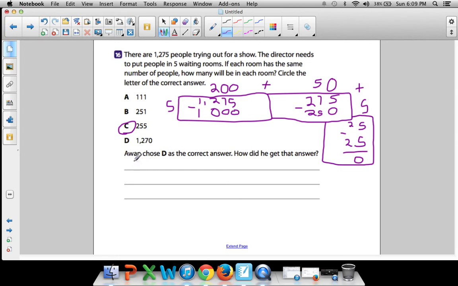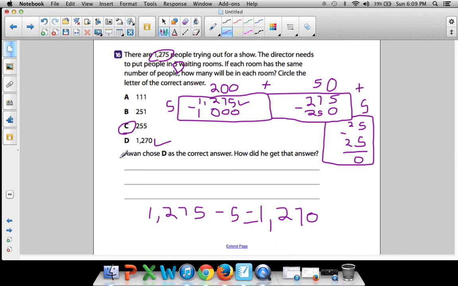Awan, or I'm not exactly sure, but I hope I'm close, chose D as the correct answer. How did he get that answer? Oh my gosh, Awan. I know what Awan did. Look where we started with 1,275. Awan did 1,275, and then he took this 5 right here. He did 1,275 minus 5 equals 1,270. I'm done, Mr. Graham.